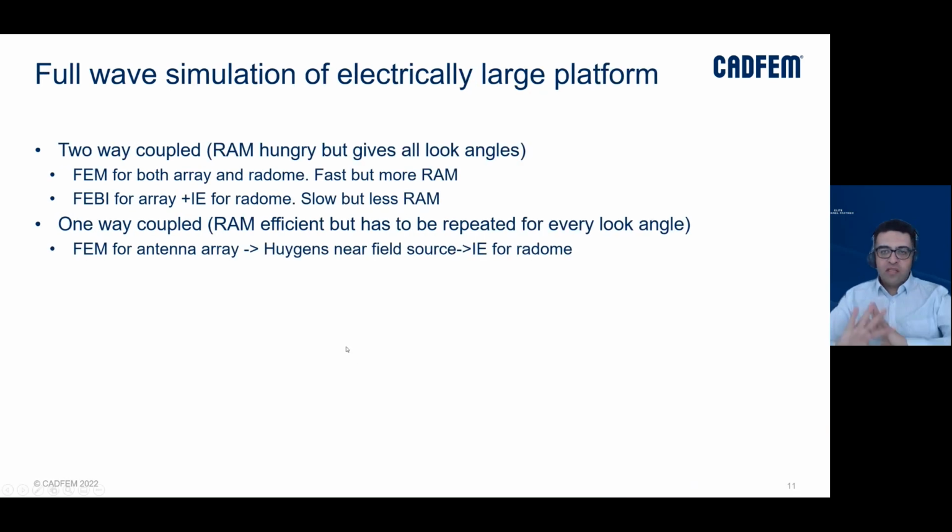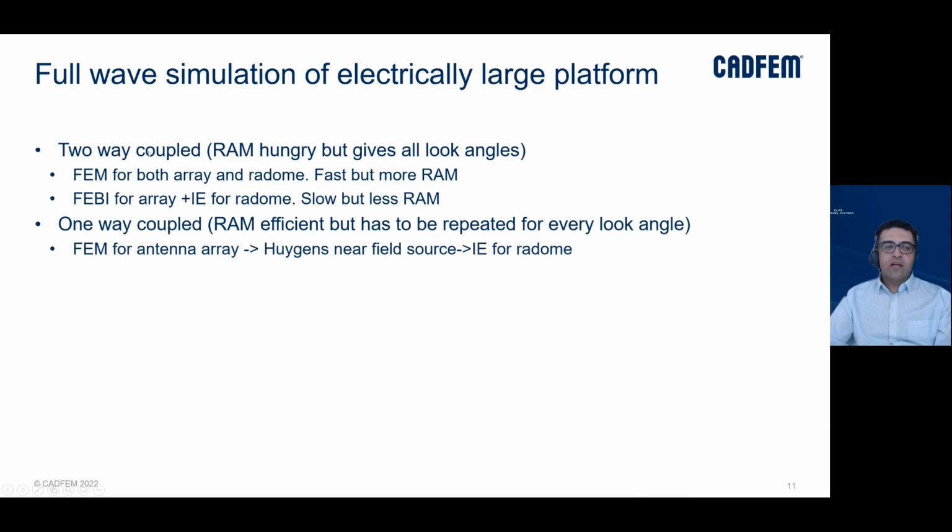So assuming that we already simulated the antenna array, we put it on a platform. What are our options if we want to do it in full wave? As we see, there are variants of variants. If we want to do full wave, we have two main categories. One is two-way coupled, which is RAM hungry, but gives you all look angles. Or the one-way coupled, which is RAM efficient compared to the two-way coupled, but has to be repeated for every look angle.